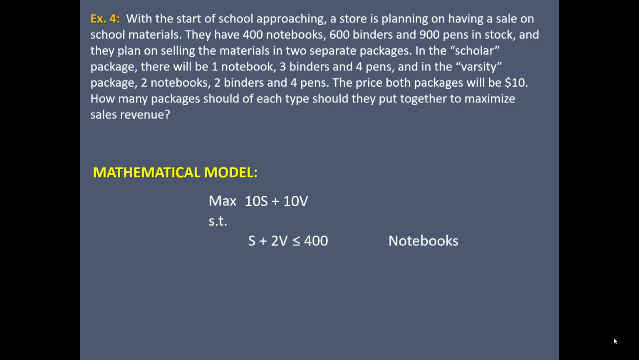subject to the constraints. The notebooks constraint: there will be one notebook per Scholar package, two notebooks per Varsity package, and that has to be less than the 400 notebooks available. Similar with the binders, 3 binders in the Scholar, 2 in the Varsity, has to be less than the 600 binders, and pens, 4 in each, have to be less than the 900 pens available to us. Always, always, always, the final constraint will be our non-negativity constraint, that we cannot produce negative amounts of either type of package. So S and V must both be greater than or equal to 0.